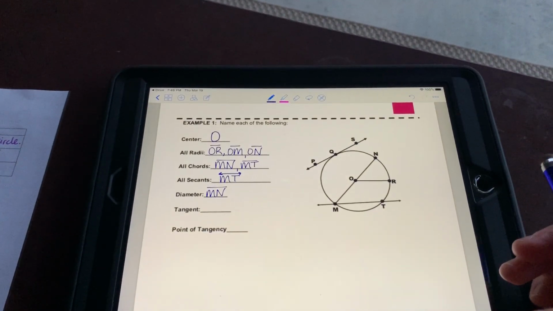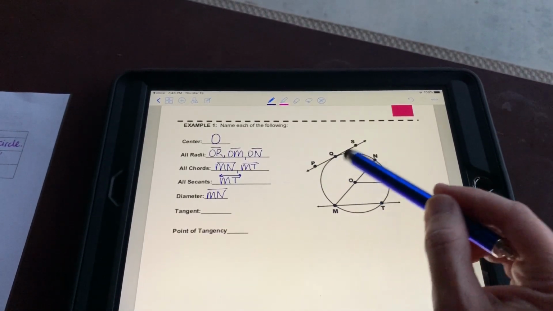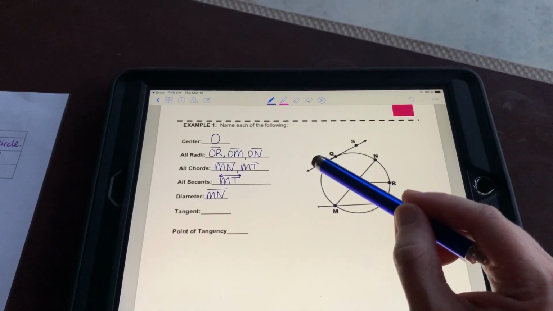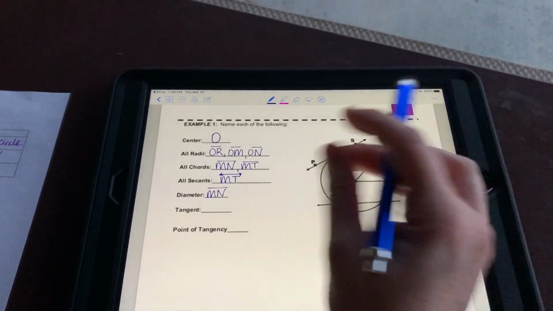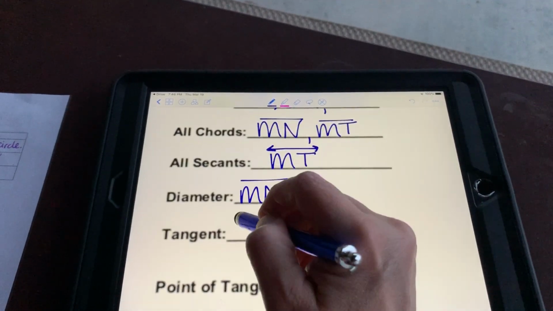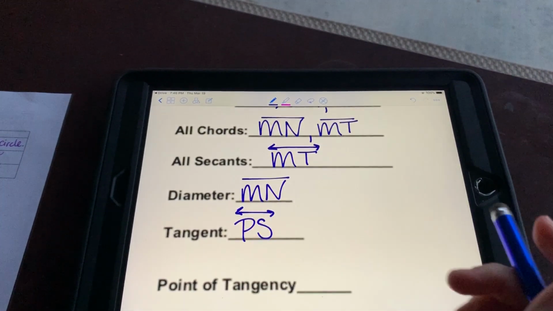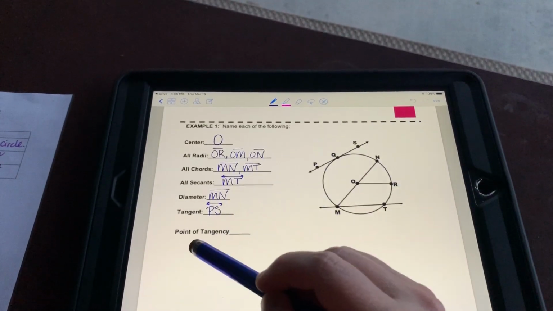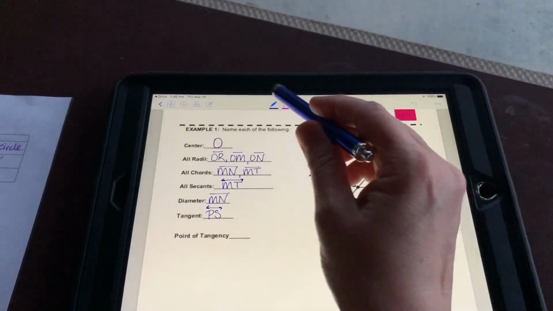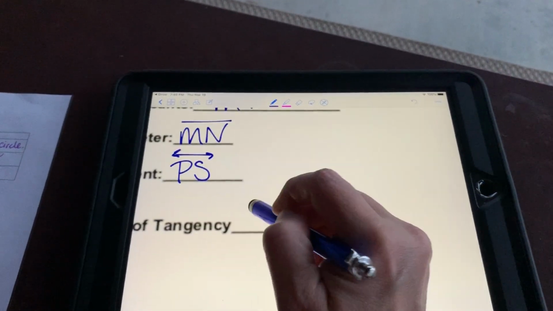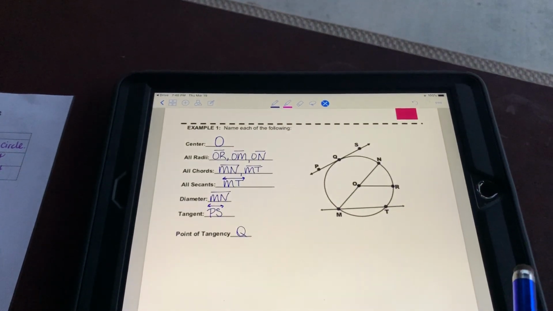Then look at our circle, we can see we only have one tangent line. We can see this right here at PS is our tangent line because it's the only line that touches the circle at 1 point. So PS, and it's written as a line here, so we have to write its name also as a line. Then remember, the point of tangency is where that tangent line goes through, so it's hitting at point Q. And so that is our point of tangency. And there's our vocabulary.